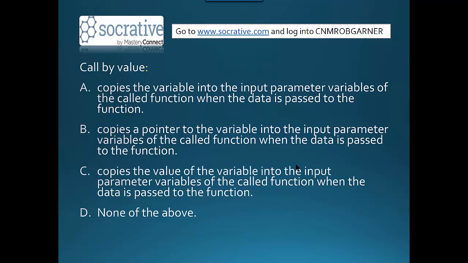So, call by value. Does it copy the variable into the input parameter variables of the called function when data is passed to the function? Does it copy a pointer to the variable? Or does it copy the value of the variables into the input? So is it the actual variable that's being passed over, or is it some kind of pointer that's being passed over, or does it just copy the values of the arguments to the parameters, or none of the above?